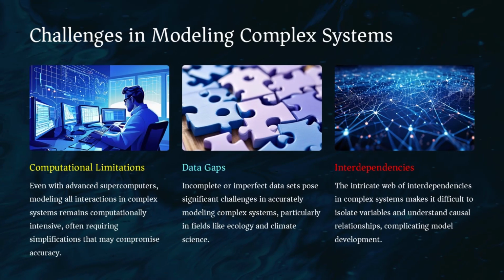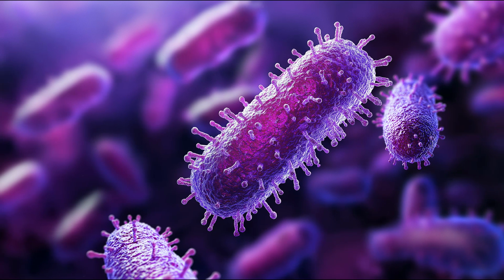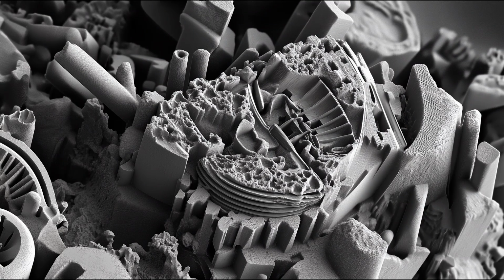Modelling complex systems faces challenges such as computational limitations, data gaps, and interdependencies. Even with supercomputers, it's computationally intensive to model all interactions in systems like ecosystems. Incomplete data also makes accurate modelling difficult, and the intricate interdependencies complicate the isolation of variables, affecting model development and accuracy.